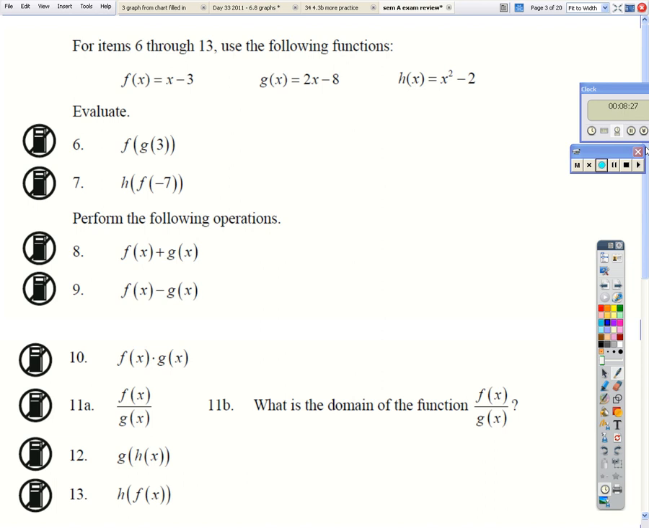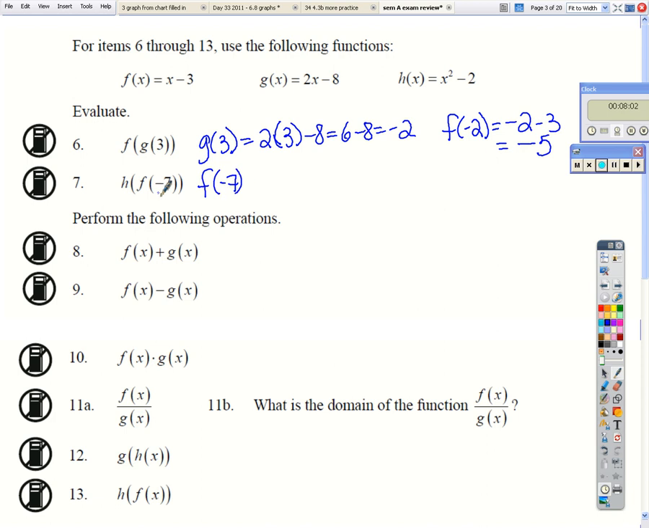F of g of 3. So first I need to find g of 3. So I'm going to plug 3 into the g equation. And I get -2. So now I need to take that -2 and plug it into the f equation. -2 minus 3 is -5.